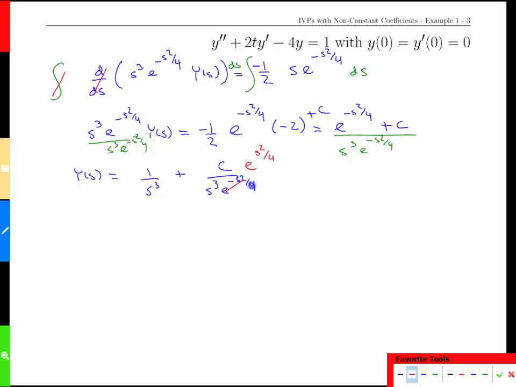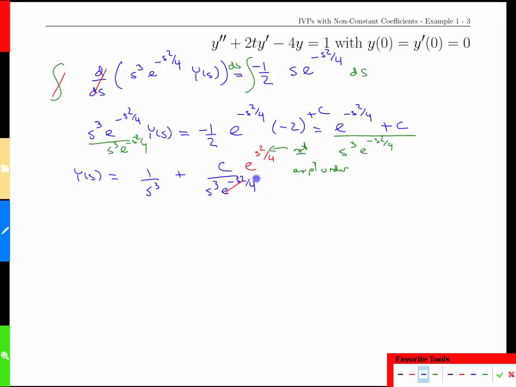And for this to be of exponential order, it's not exponential order here because of that squared. The only way to make this work so that the entire expression is of the correct order that we can do transforms on it, we need c equals 0. That's the only way to get rid of this term and have it go away. So y of s is simply 1 over s cubed.